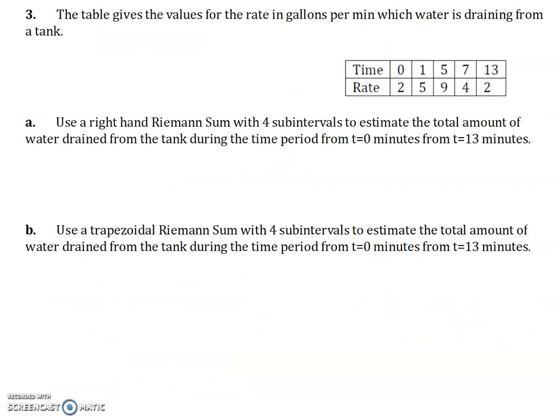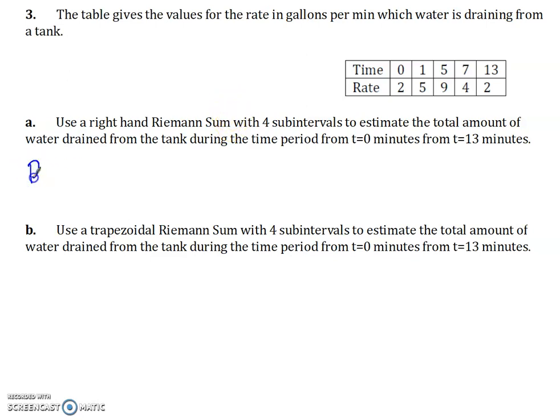If we look at this third problem, the table gives the values for the rates in gallons per minute in which water is draining from a tank. So on this table, it's not like that first one I did, okay? These x values, which is the time, are not equally spaced. So I can't just put a number in front and add up all of the x values. So what you have to do when the tables aren't equally spaced, if we look at this first example, use a right-hand Riemann sum with 4 subintervals to evaluate the total amount of water drained from the tank in the time period 0 minutes to 13 minutes.